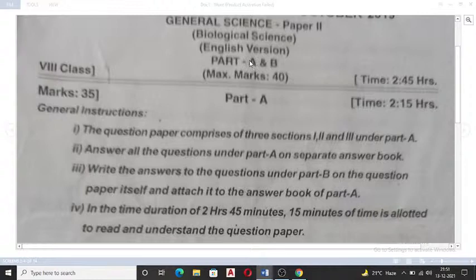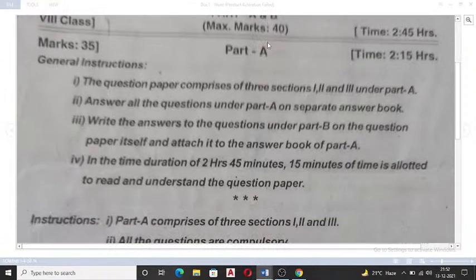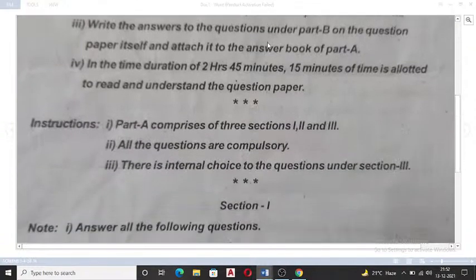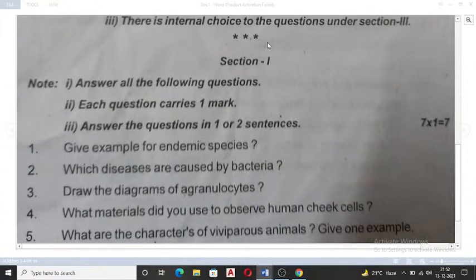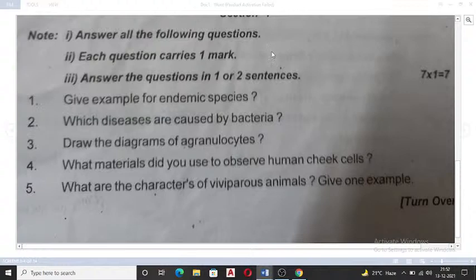Most of you students are confused about how the paper is, right? Whether it is the same as the class 10th paper where 50% of choices are given, but it's not like that. Your general science paper 2 is biological science, and the question paper pattern is almost the same as it was before. You will be getting biological science section 1 where you have to answer all the questions. No choices here, each question carries 1 mark, and you have to answer all the questions in 1 or 2 sentences.